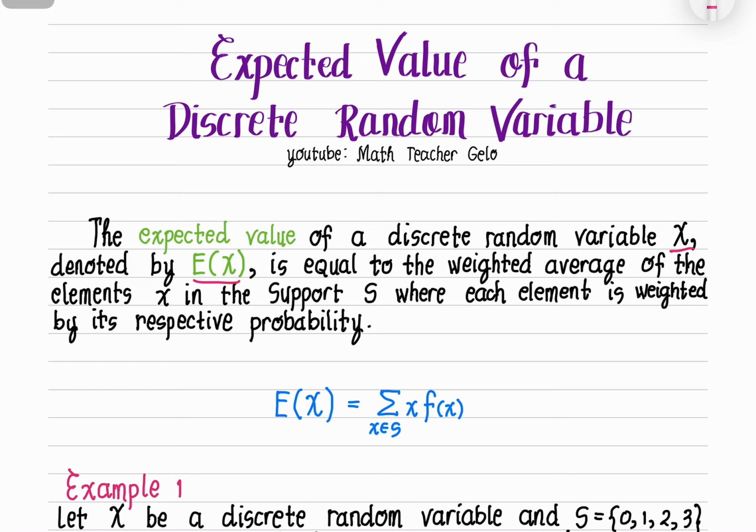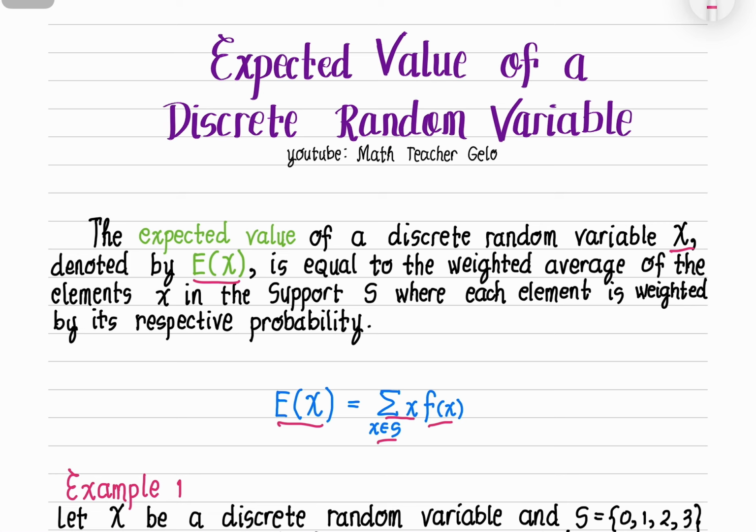So in symbols, E of X, or the expected value, is equal to the summation of x times, or get the product of, f of x, where x is an element of the support. Okay? So ang ibig sabihin, yung value ng x natin dito, guys, ay makikita doon sa support. So again, the expected value is equal to the summation of x multiplied by its probability. So which means, ipagpa-plus lang natin yung product ng variable x with its corresponding probability.